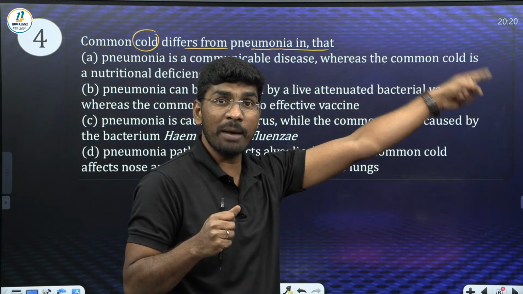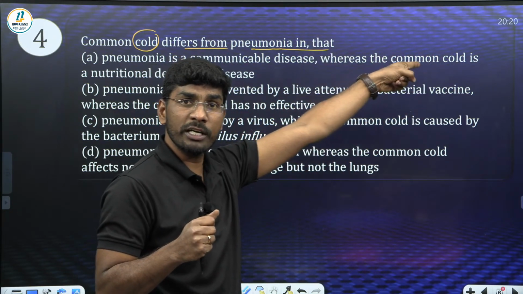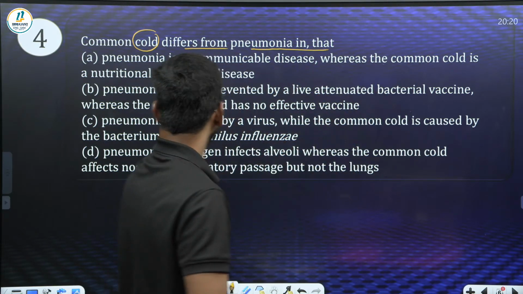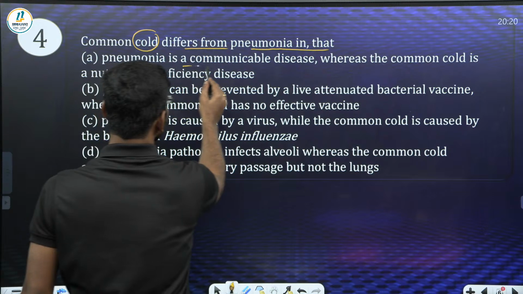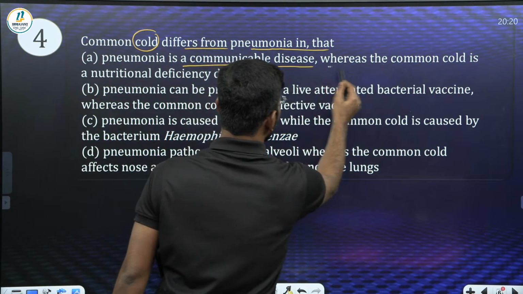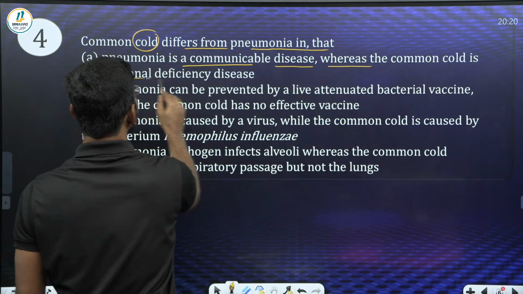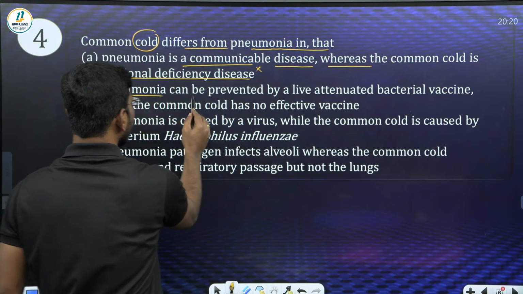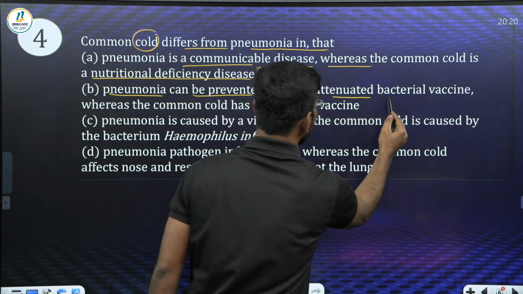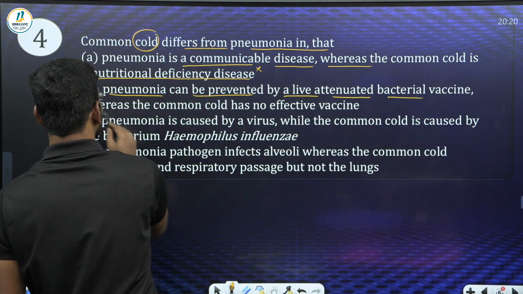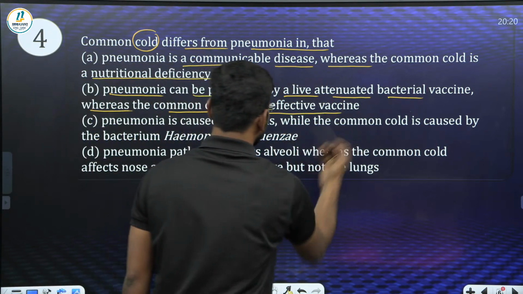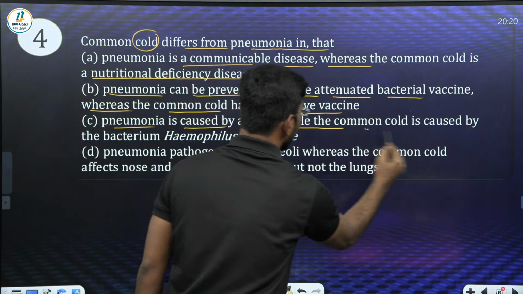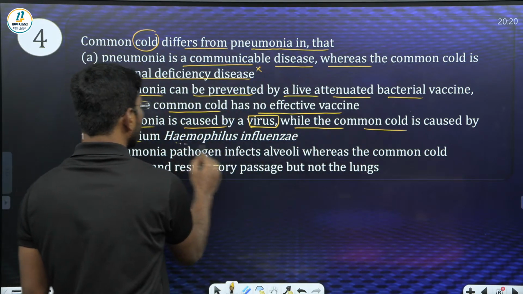Whereas pneumonia is bacterial, and sometimes pneumonia can also be caused by viruses, and can infect the alveoli. This is a severe condition. So what is given? Pneumonia is a communicable disease, whereas the common cold is a nutritional deficiency. No, it's not a nutritional deficiency. Leave it. Pneumonia can be prevented by a live attenuated bacterial vaccine, whereas for the common cold, no effective vaccine is given. Pneumonia is caused by the virus, while the common cold is caused by the bacteria Haemophilus influenzae.